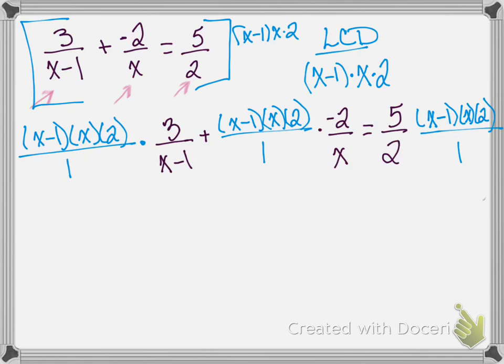Now, I'm going to eliminate my denominators. And that is by design. That's what we want to happen. And we can do that because of the equal sign. That's why we can eliminate it. So I've got x minus 1 and x minus 1. So then I'm left with 3 times 2 times x. So I have my 3 here, my x here, and my 2.